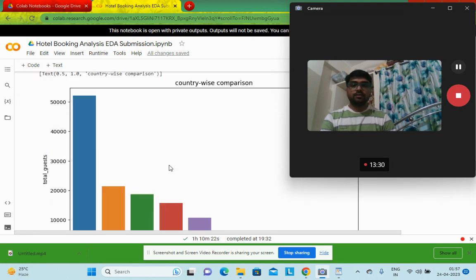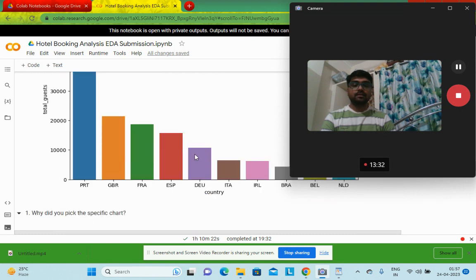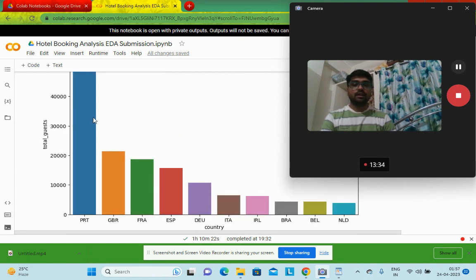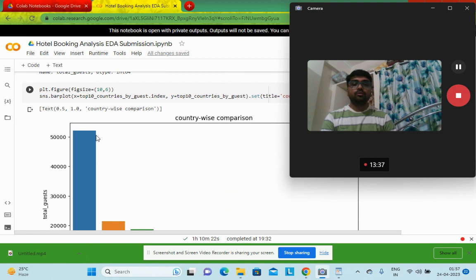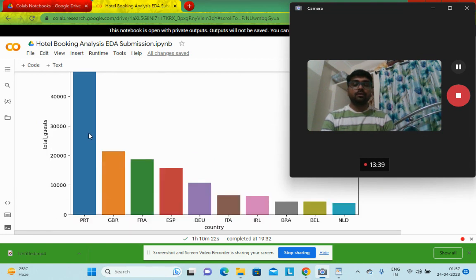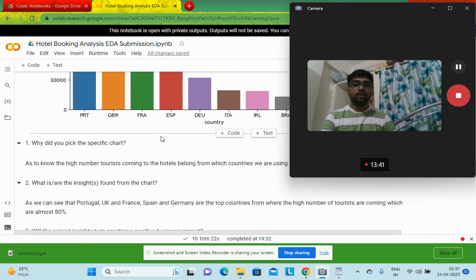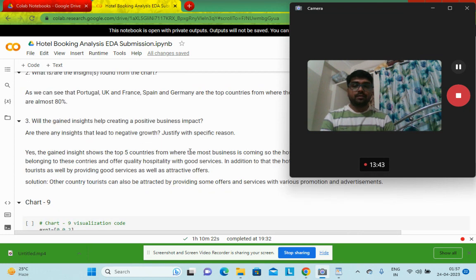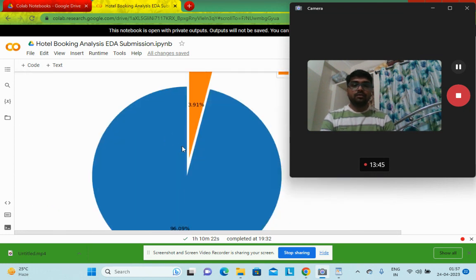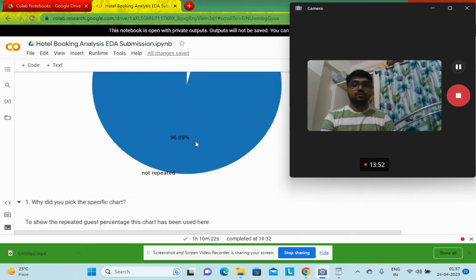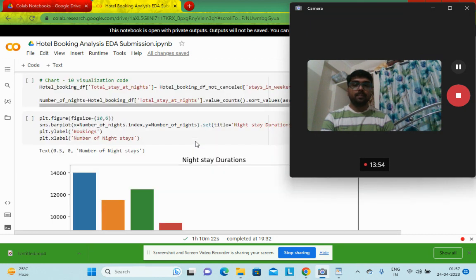Next, this particular chart shows the country wise comparison. Portugal is the highest country. I mean, Portugal is the country from where most number of guests are coming. PRT means Portugal here. Then this particular chart shows the repeated guest percentage, which is very low. This should also be improved.